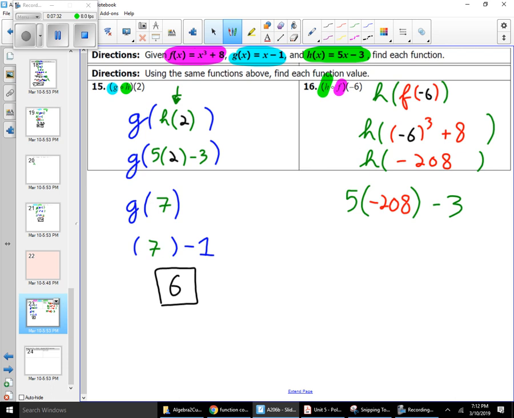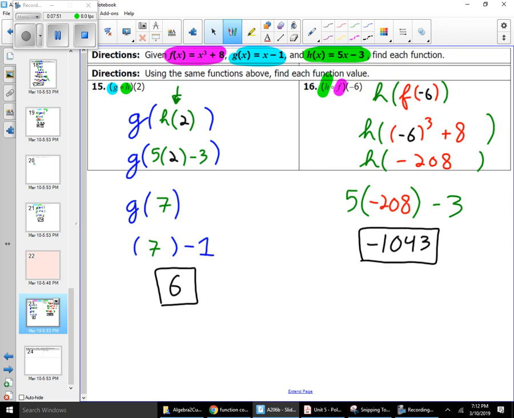This is absolutely one where I had to pull out a calculator. 5 times -208 minus 3. You could put that whole thing into your calculator at once. Most calculators can handle that kind of arithmetic, no problem. That's going to be a -1040.